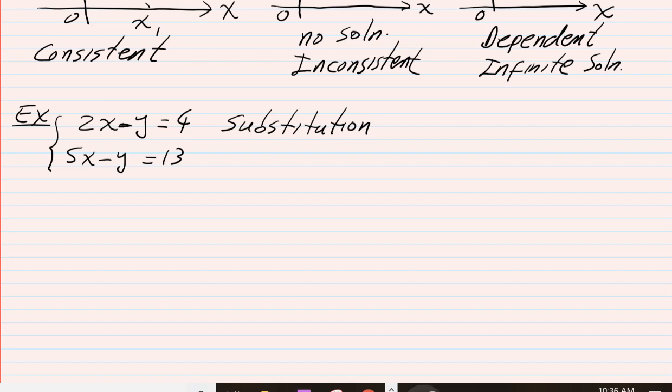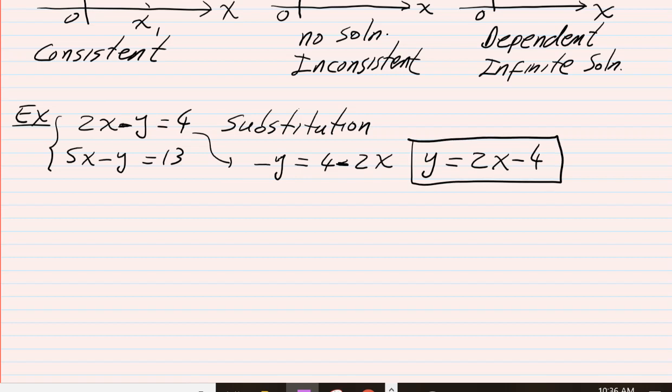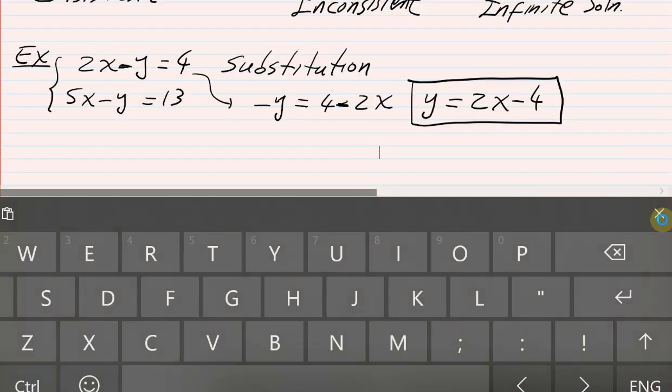Let's say in the first equation, I choose to solve for y. So I have negative y isolated, so negative y is equal to 4 minus 2x, moving 2x to the other side, where it becomes negative. Then if I multiply both sides by negative 1, that solves it for y. The 4 becomes negative 4, and negative 2x becomes positive 2x, so y equals 2x minus 4.